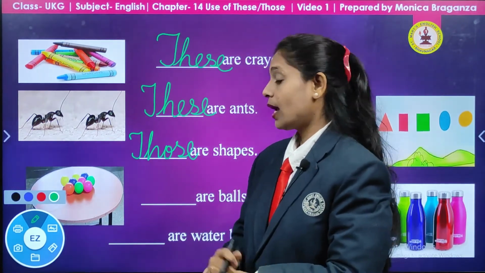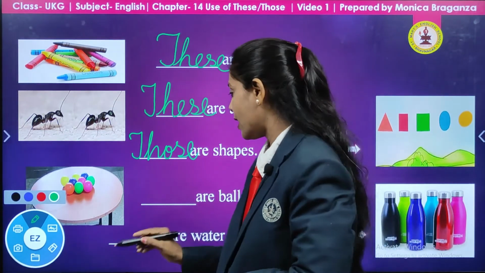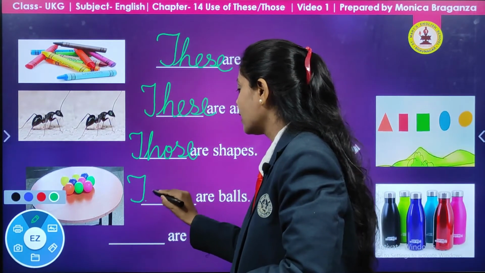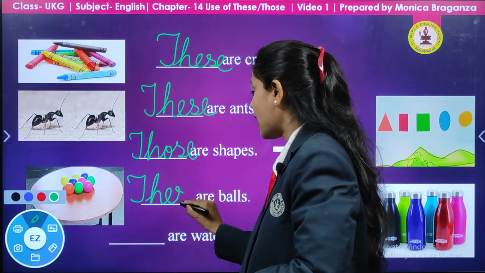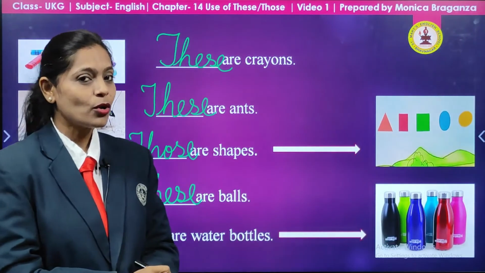Now, on this table, can you see many balls? Right. And they are near to us. So what are we going to write? Correct. We are going to write T-H-E-S-E, these.